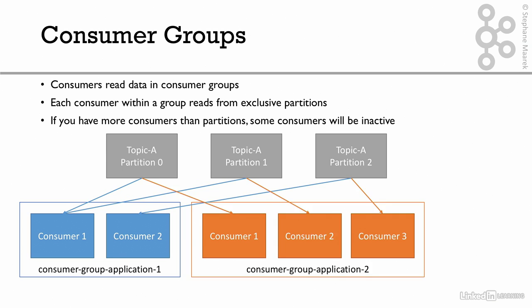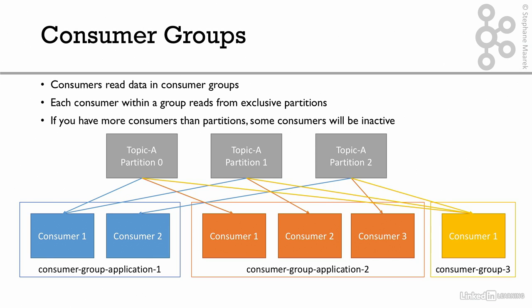Now we have another application, maybe it's an analytics application, and this one has 3 consumers. The name of the consumer group is whatever you want to name it, but we'll name it consumer group application 2. In this case, each consumer will read from 1 partition only. And finally, say we have a 3rd application, maybe our notification service, and we have 1 consumer only. That 1 consumer is going to be reading from the 3 partitions at the same time, okay? So as you can see, the work is divided.